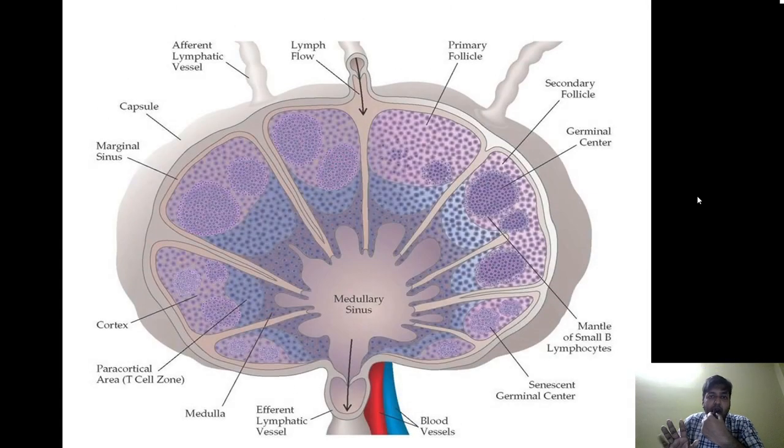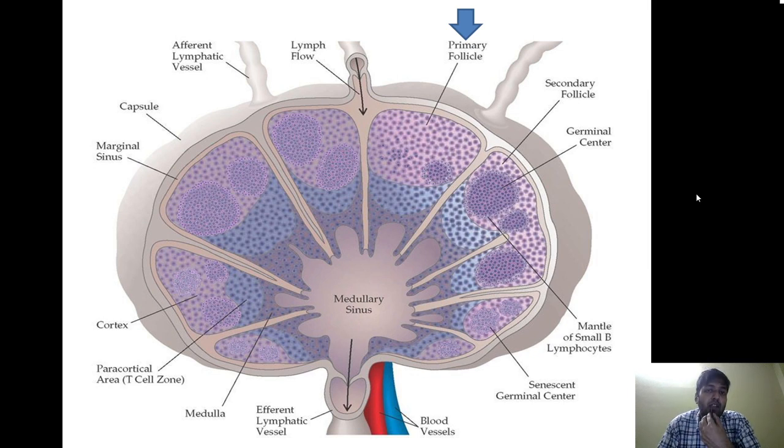Now this is how the organization is. This is the basic organization of a lymph node. So let us see how the basic organization is. The first thing is that the lymph node is composed of many primary follicles. So what is a primary follicle? Any follicle without any germinal center is called a primary follicle. And remember one thing, the primary follicle does not have any antigen stimulation.